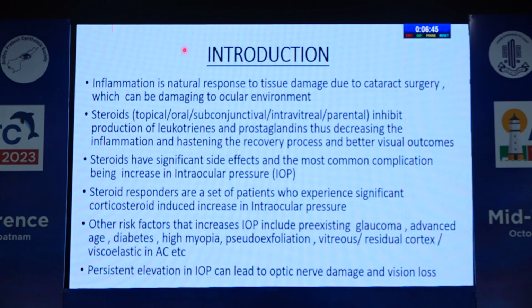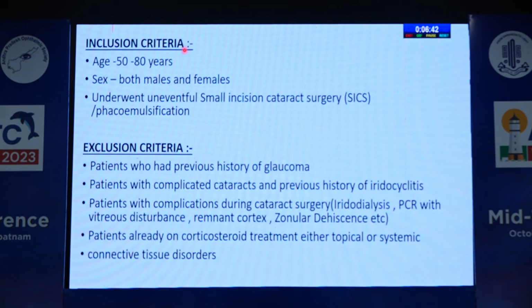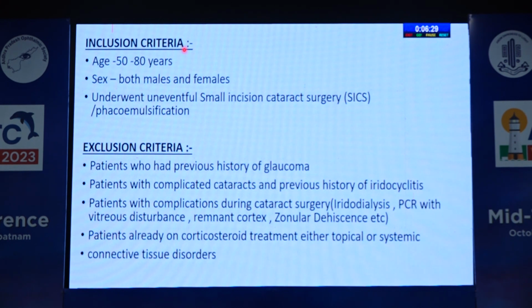The persistent elevation of IOP can lead to optic nerve damage, and in our study we have seen patients from 15 to 80 years of age group, and all of these patients either underwent uneventful small incision cataract surgery or phacoemulsification. Exclusion criteria was pre-existing glaucomas and previous comorbidities like iridocyclitis and intraoperative complications like PCR or vitreous disturbance, remnant cortex or zonular dehiscence, etc. Patients already on corticosteroid for either systemic or topical use we have excluded, and other connective tissue disorders also we have excluded in the study.